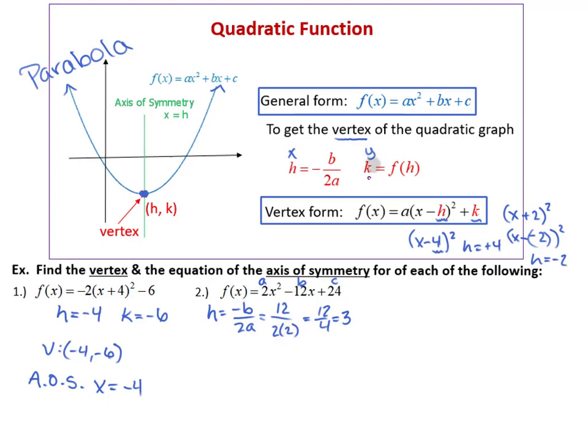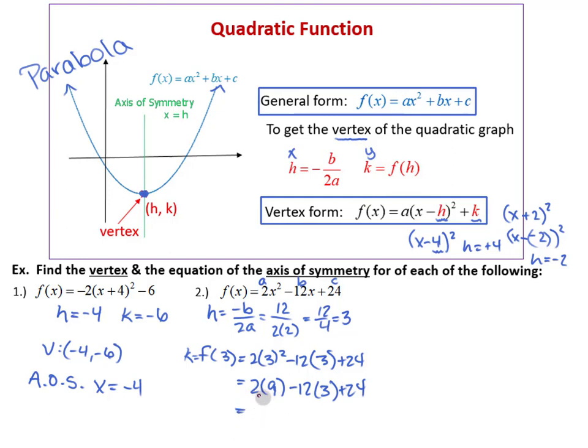Okay, to find k, the y-coordinate, we need to plug in 3 into our function. So we're going to say k equals f of 3. So plug 3 into our function. 2 times 3 squared minus 12 times 3 plus 24. So again, order of operations, remember exponents before you multiply. So we're going to have 3 squared, which is 9. It's a 9 there. Minus 12 times 3 plus 24.